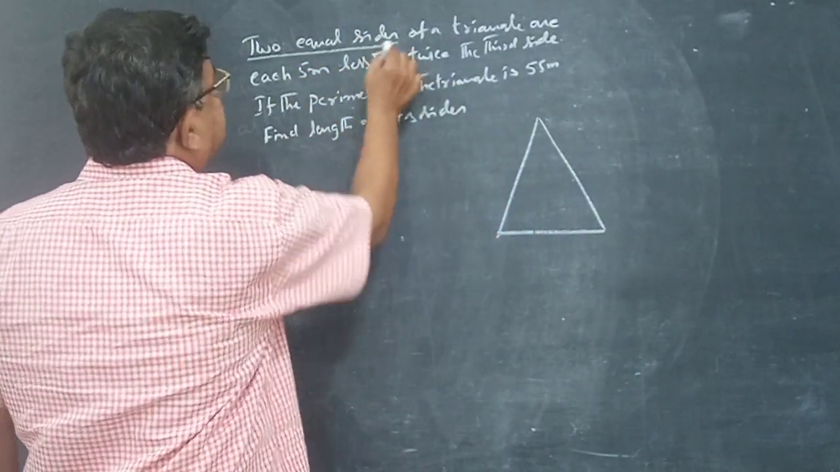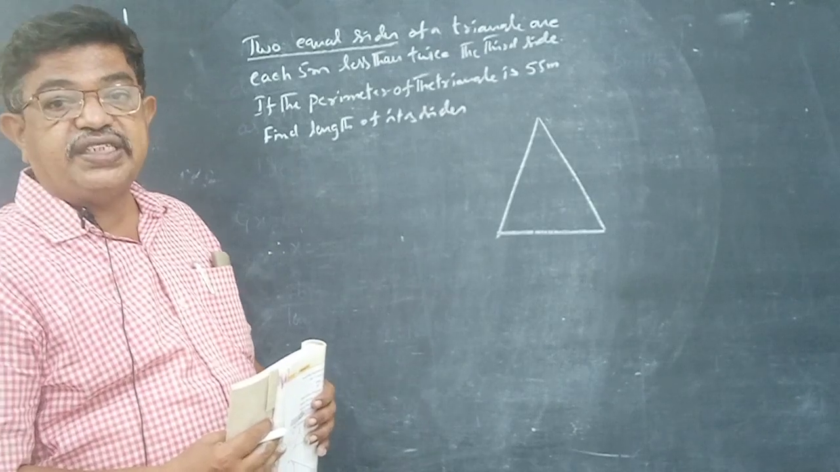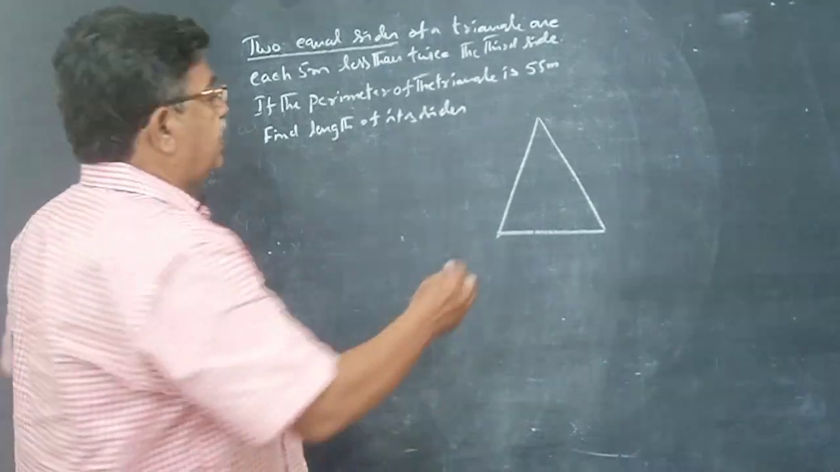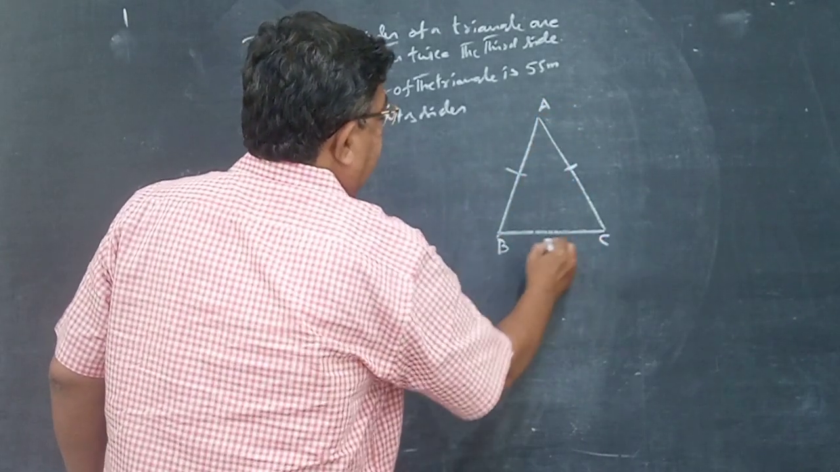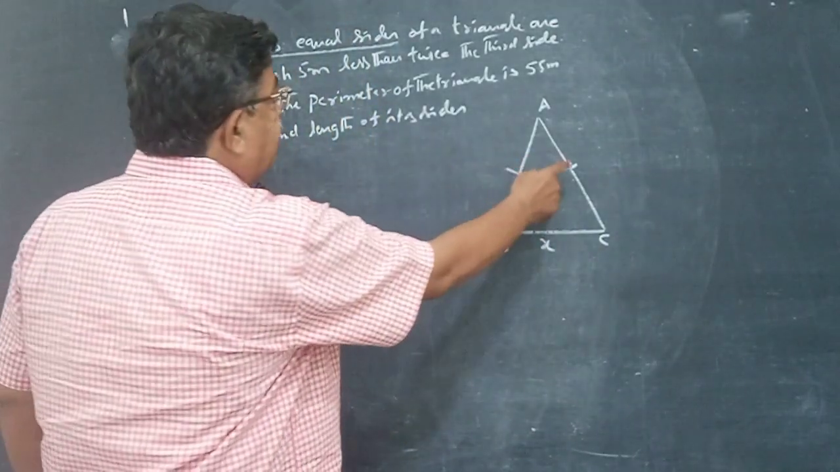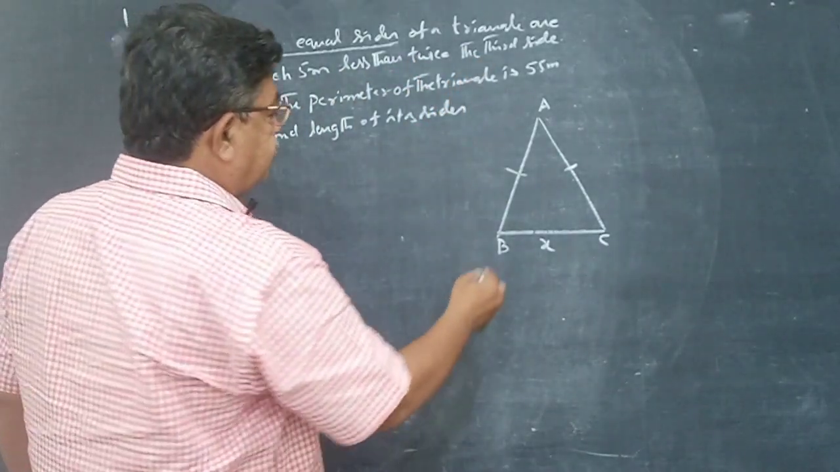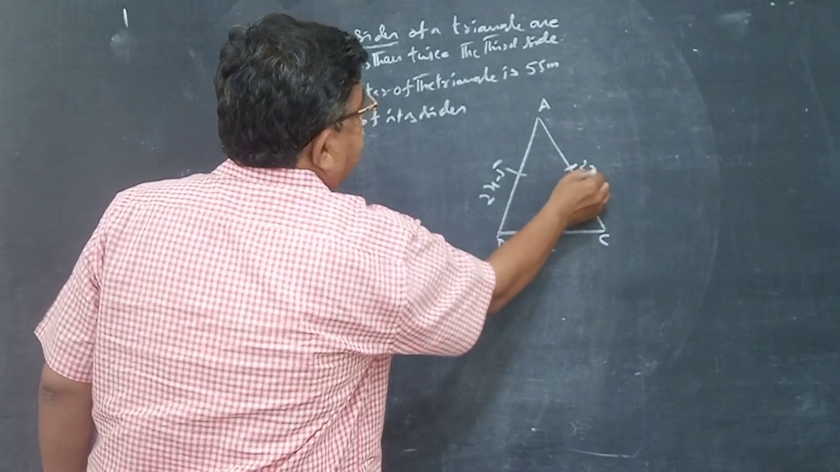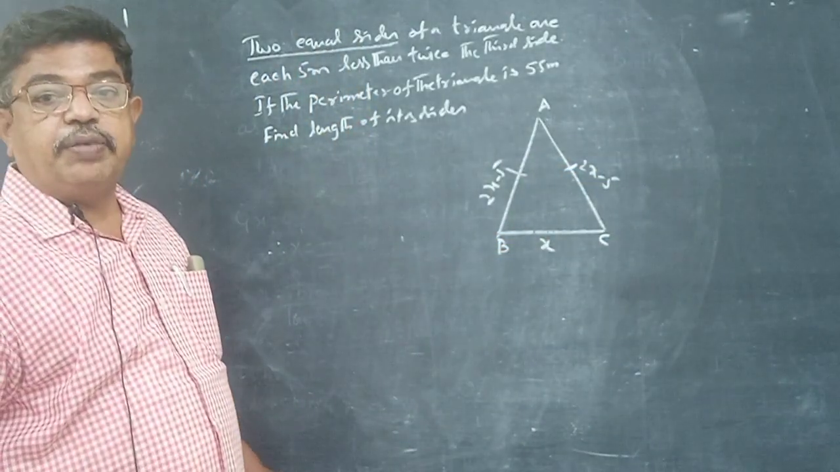So, there are three sides in a triangle in which two sides are equal. I take these two as equal. I name the triangle as ABC. And the third side I took as x. These two equal sides are 5 meters less than twice the third side. So, this is 2x minus 5, this is also 2x minus 5. So, I wrote them in the figure to understand better.